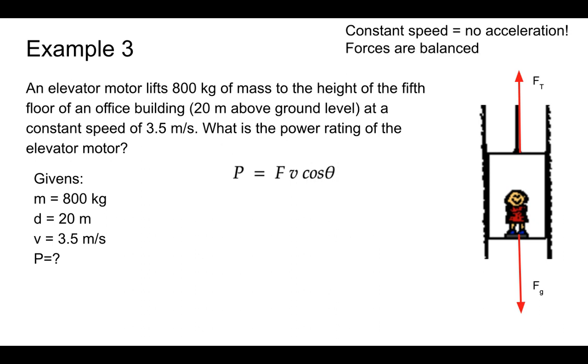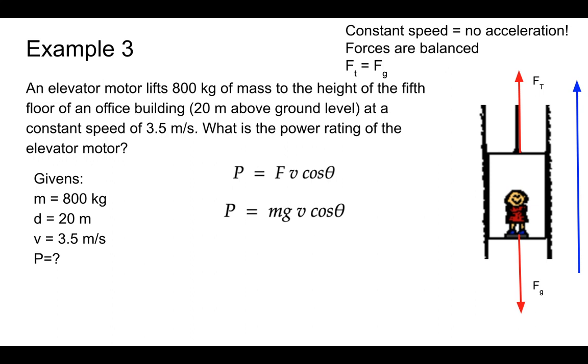So that means force tension is going to be equal to the force of gravity. Force tension, which is the force of the elevator motor pulling that elevator upwards, will be equal to the force of gravity, which is just mass times the acceleration of gravity. So I'm going to plug in mass times acceleration of gravity for our force in the power equation. Now, what is our angle? Again, we're moving upwards, and the force of the elevator is also upwards, so the angle between the force and the displacement is 0. So we also plug in 0 for our angle.